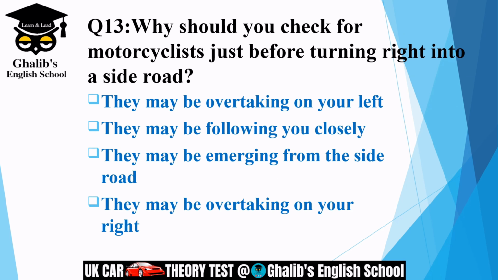Question 13. Why should you check for motorcyclists just before turning right into a side road? So if you intend to turn right into a side road, why would you check for motorcyclists? They may be overtaking on your left. They may be following you closely. They may be emerging from the side road. They may be overtaking on your right. So motorcyclists always overtake on your right. So you need to check your right mirror before you move.